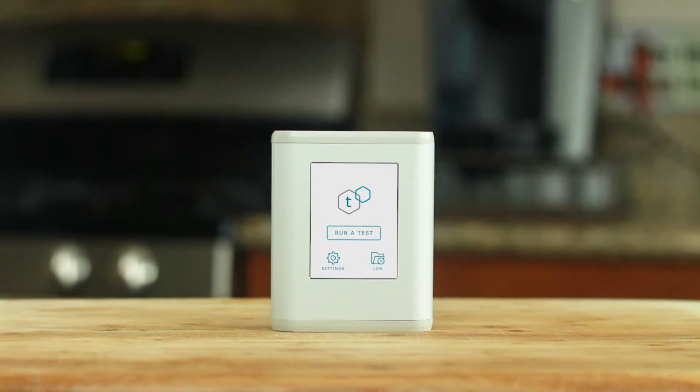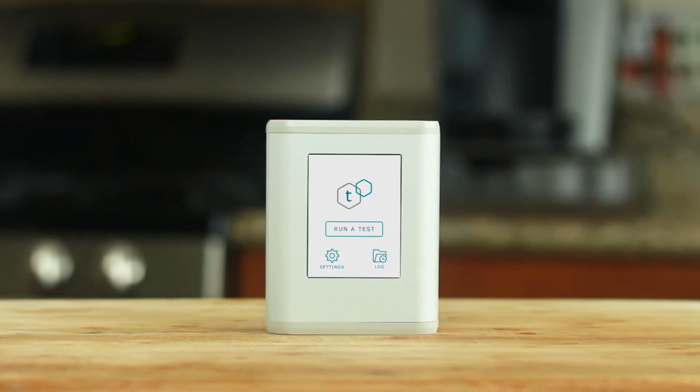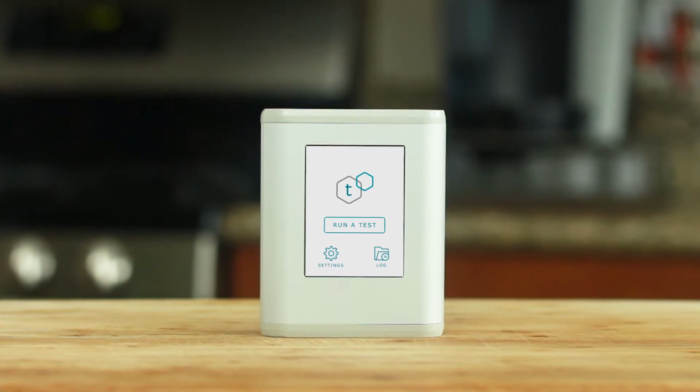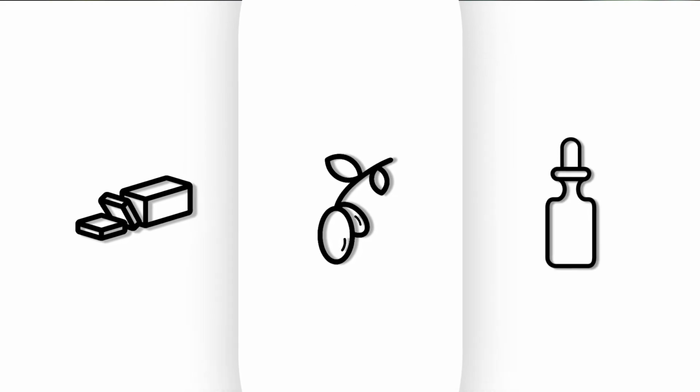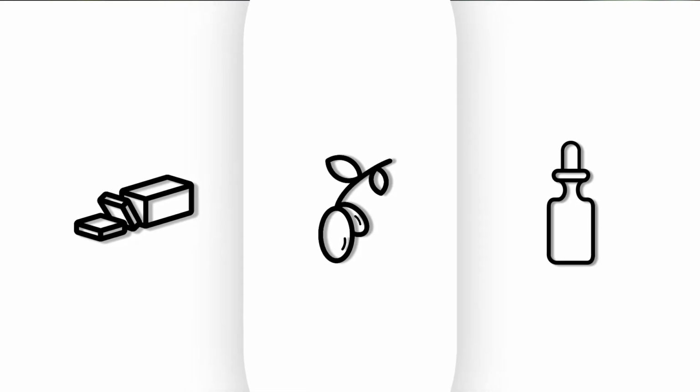Introducing tCheck, a new kind of infusion potency tester designed for ease of use to receive your exact strength right from your home. From oil to butter to tinctures, tCheck enables you to receive your correct dose in just a matter of seconds. Here's how it works.